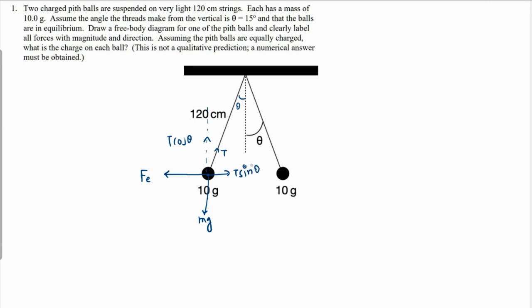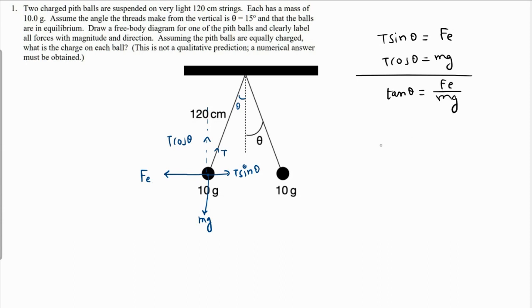So if you make the components, then this is T cosine theta, and this one is T sine theta. And since this is in equilibrium, we first write the equation that T sine theta is equal to Fe, and then we write that T cos theta is mg. If we divide both sides, then sine over cos is tan, so tan theta is Fe over mg. If we flip the equation, then Fe over mg is tan theta. If we cross multiply by mg, then Fe is mg tan theta.